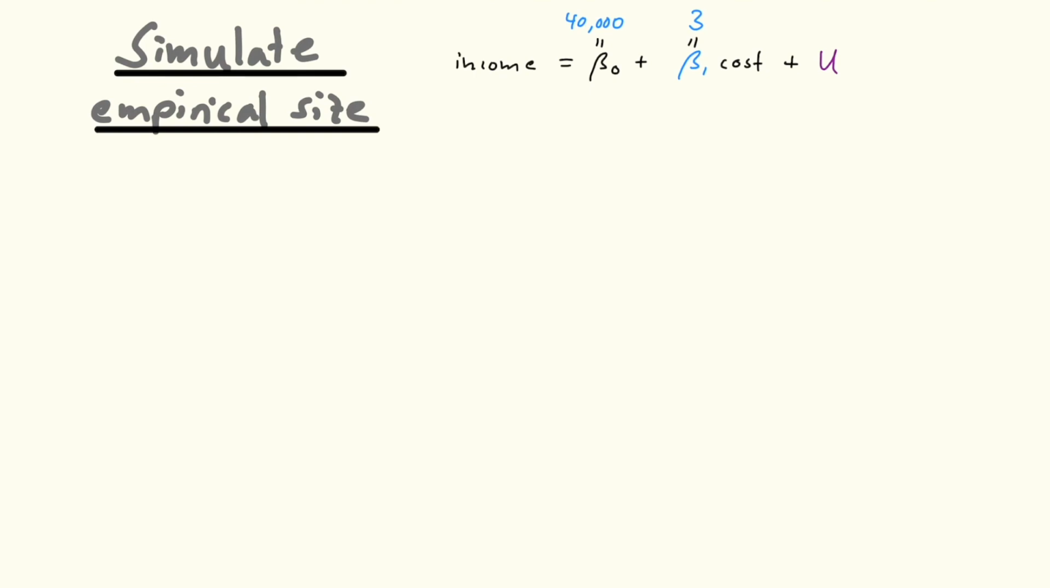Now, to conduct the two-sided t-test, we have to specify the null hypothesis, and since we're interested in simulating size, we have to specify a true null hypothesis. So our null hypothesis will be that beta 1 is equal to its true value, 3. We also have to specify the nominal size of the test, alpha, and we pick alpha to be equal to 10%.